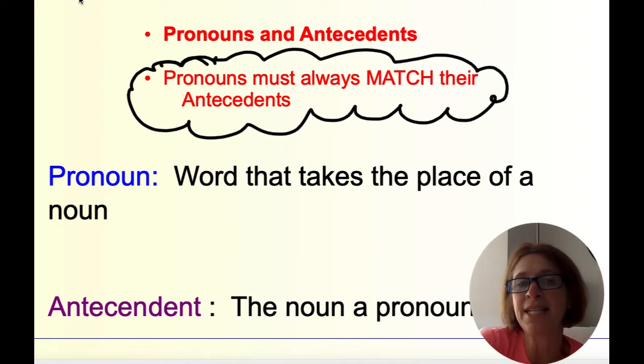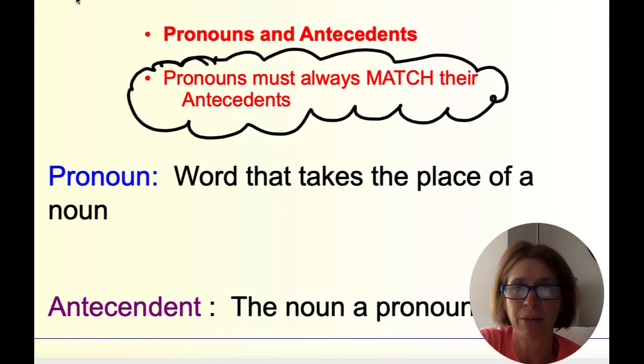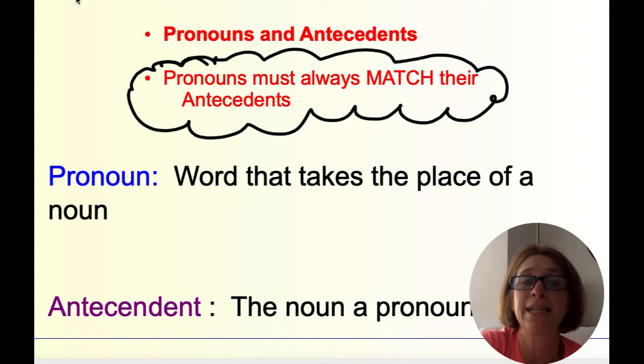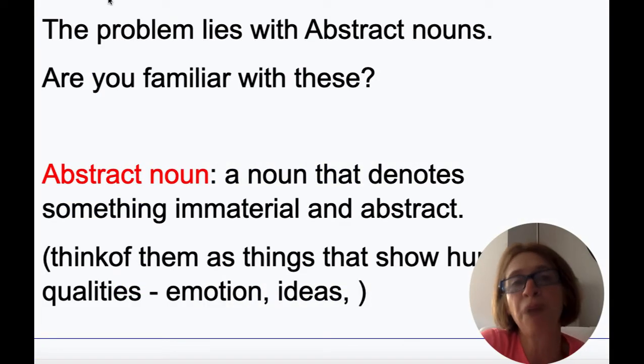Now, we're going to go into detail in our second video on pronouns, but this one I just wanted to give you an idea of pronouns, antecedents, and some types of nouns that appear in the reading and the writing that you might not be as familiar with, okay? So the problem on the test, I actually believe, lies with these weird nouns, abstract nouns. Are you actually familiar with these? And we need to be if we're going to be doing some reading and writing on the SAT.